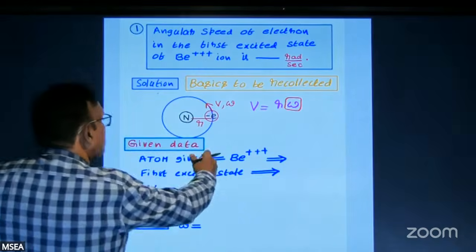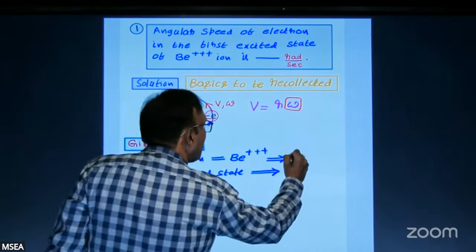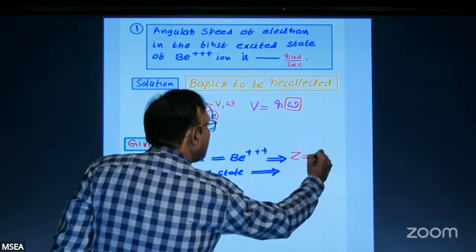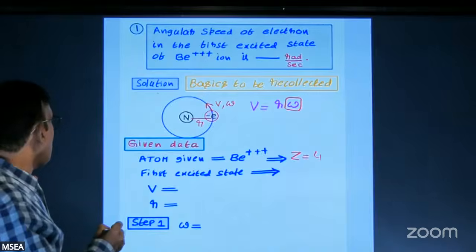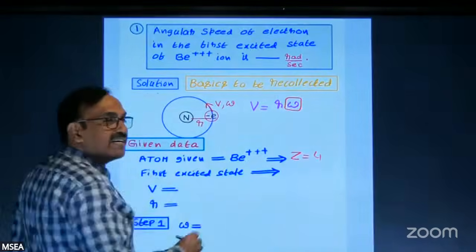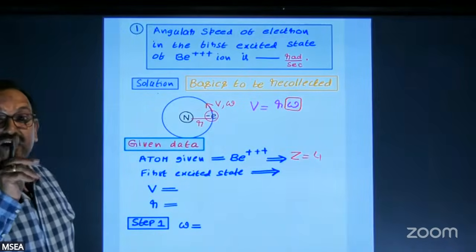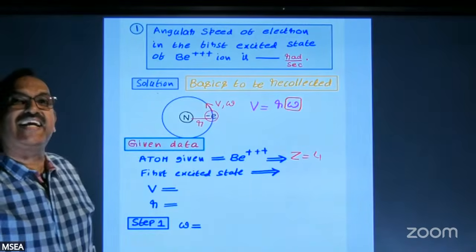What is the atom given? Beryllium triple plus. What does it imply? Its atomic number comes out to be exactly 4: hydrogen, helium, lithium, beryllium, 4. It is said to be in the first excited state. Not the first orbit state, the first excited state.